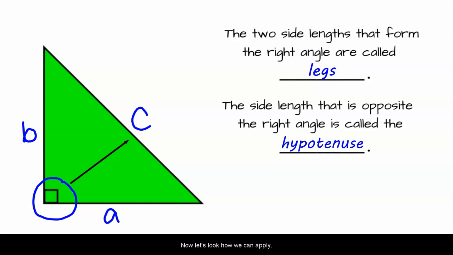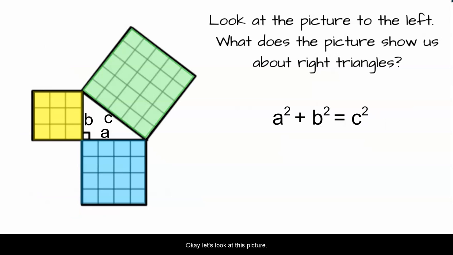Now let's look at how we can apply some things that we learned about the Pythagorean theorem to solve problems. Okay, let's look at this picture. Notice what you're seeing. You're seeing the side lengths A and B, and you're also seeing the hypotenuse C. You have squares surrounding the triangle. Let's think about what that picture shows us about right triangles.